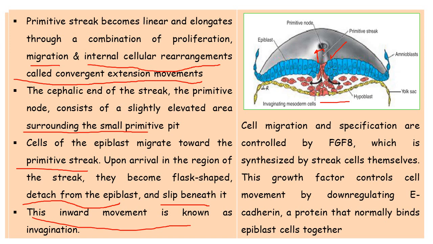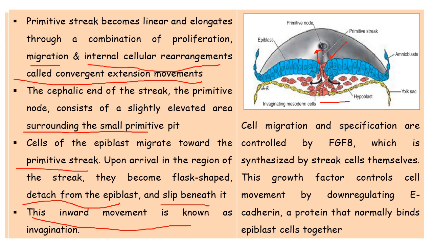So primitive streak becomes linear and elongates. It starts from where? Posterior region, and it will elongate toward the anterior region of the embryo through a combination of proliferation. Proliferation means cells will divide and they will also migrate, and later on internal cellular rearrangements will be there, and this is called the convergent extension movements. Cells will be in the division state, they will proliferate, they will migrate through this primitive streak, and later on they will arrange themselves so that the ultimate embryonic germ layers can be formed.